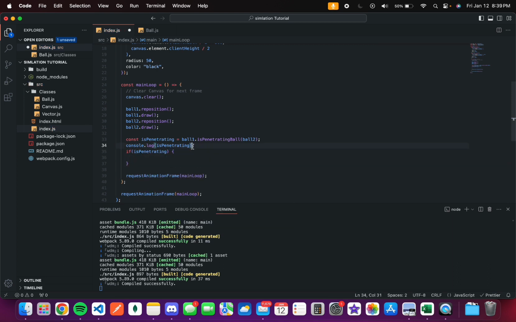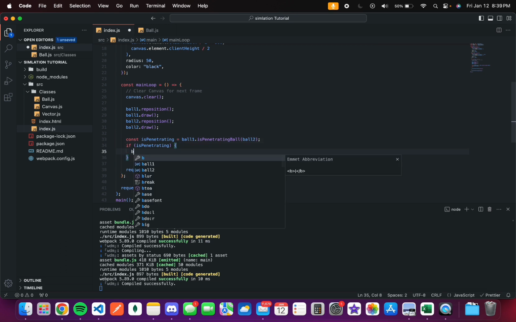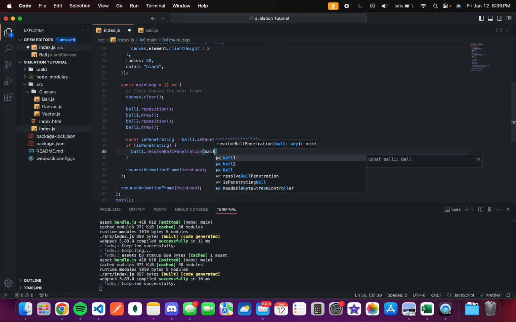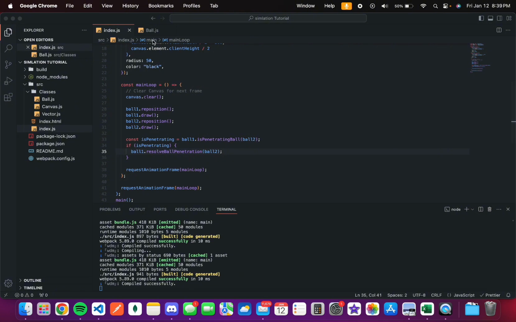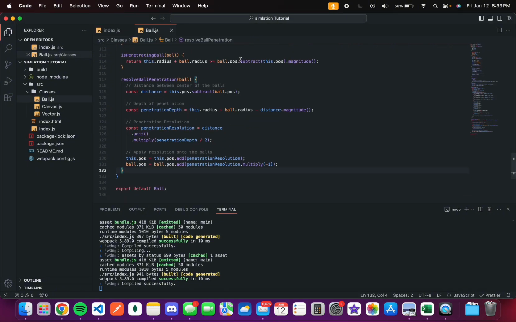So now if it's penetrating, then what do we do? We resolve the penetration. So what we do is ball1.resolveBallPenetration(ball2), and that should work. There you go. You can see that whenever the ball touches the other ball, it moves it away. However, you're going to notice one thing. There's still a bit of penetration going on. And I'm not exactly sure why this happens. However, I've come up with somewhat of a fix.